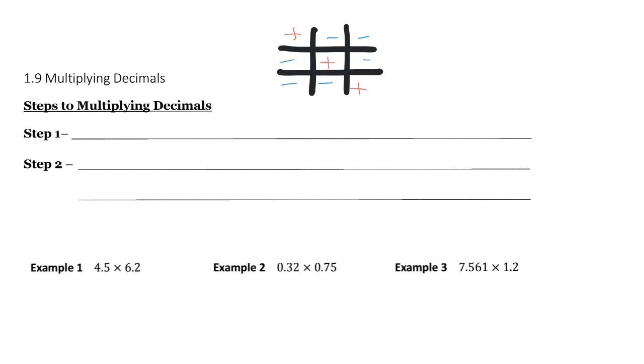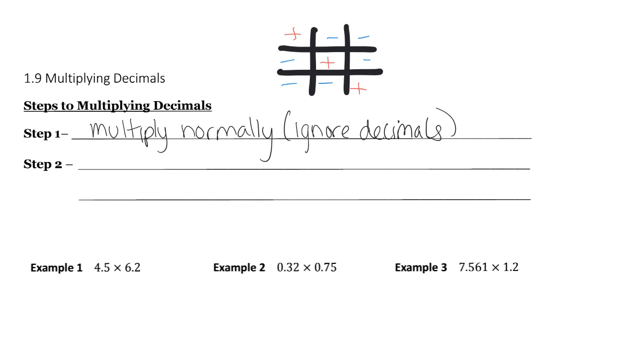The first thing we're going to do is pretty much ignore the decimals. We're really ignoring the decimals, and we're just going to multiply like normal. So this first part, we're going to ignore our decimals and multiply like normal.